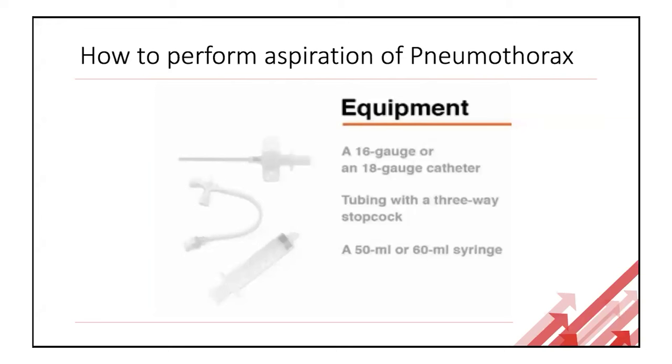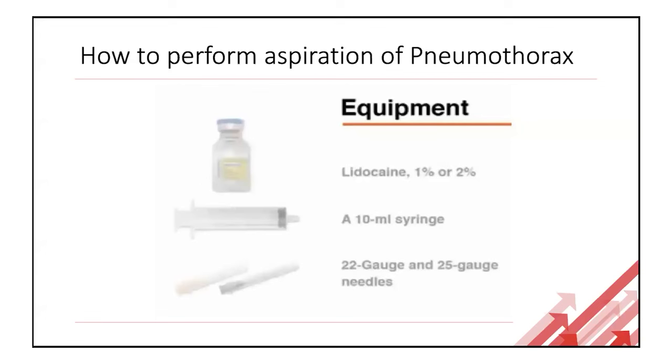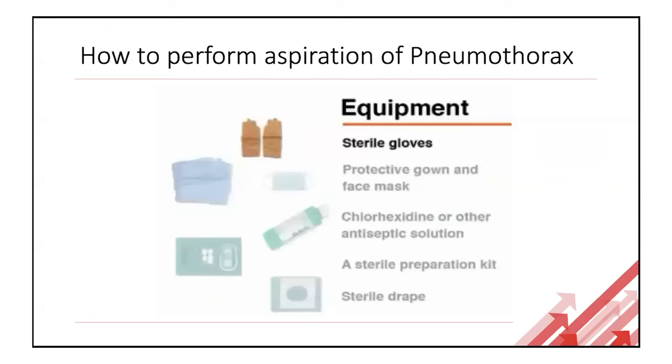The equipment needed for aspiration includes a 16-gauge or 18-gauge over-the-needle catheter, tubing with a three-way stopcock, and a 50 milliliter or 60 milliliter syringe. To administer local anesthesia, you will need 1% or 2% lidocaine, a 10 milliliter syringe, and 22 gauge and 25 gauge needles. You will also need sterile gloves, a protective or sterile gown, a face mask, chlorhexidine or another antiseptic solution, a sterile preparation kit, and a sterile drape.